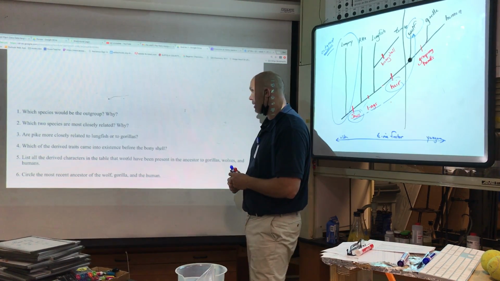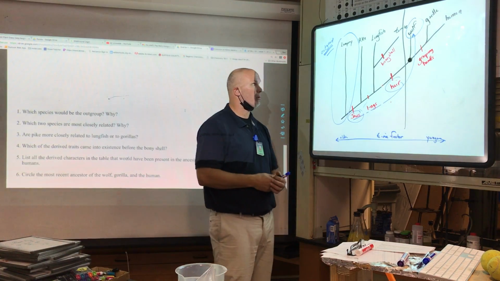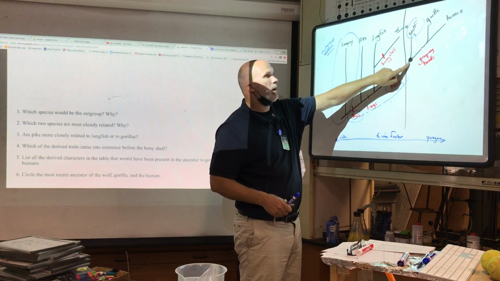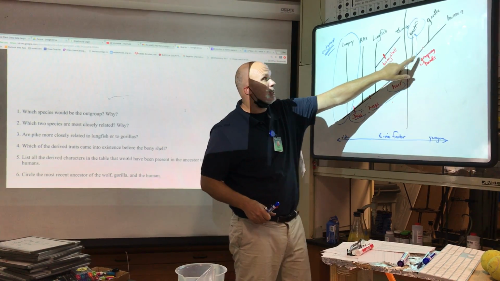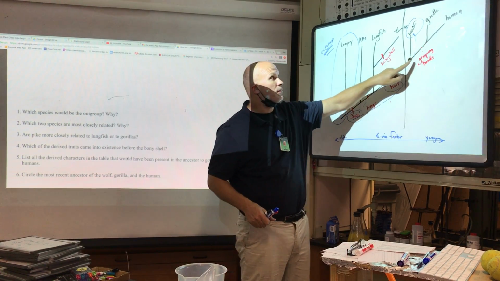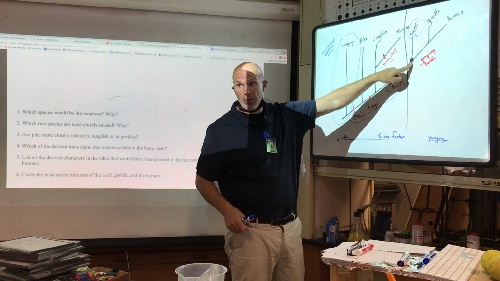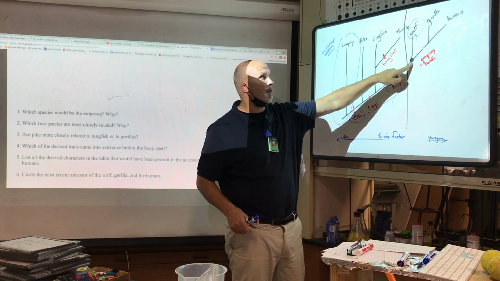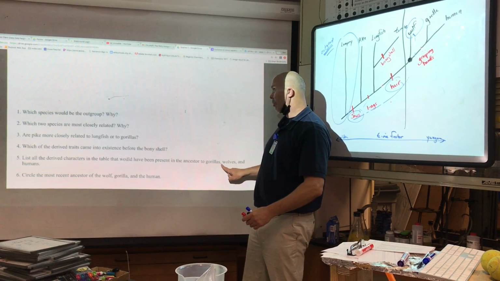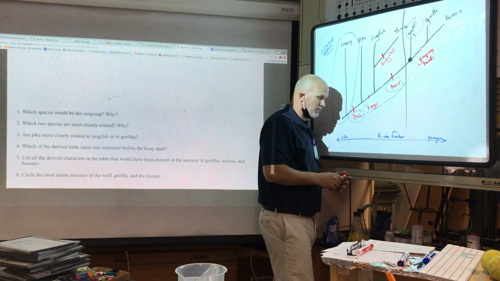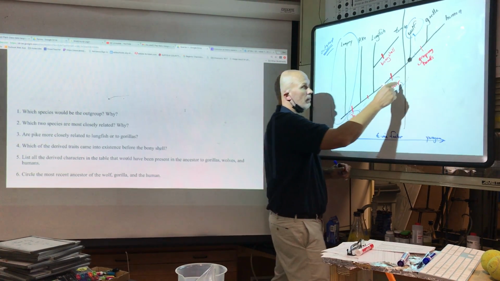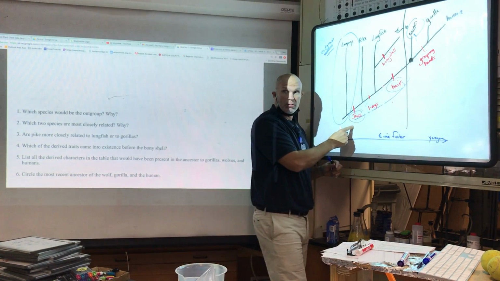List all derived characters that would have been present in the ancestor. Okay? Well, the ancestor to these three, this is a great little question, is right here. Does that make sense? This would be the ancestral species for who? The gorilla and the human. But this would be the ancestral species of all three, correct? So therefore, which alleles or characteristics would have been present in all three? Would grasping hands be present in all three? No, it's only present in these two. So it would be hair, lungs, and jaws.